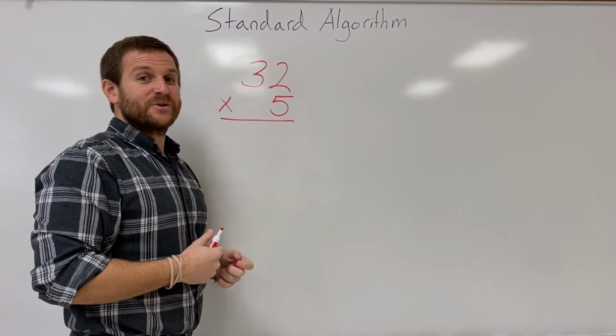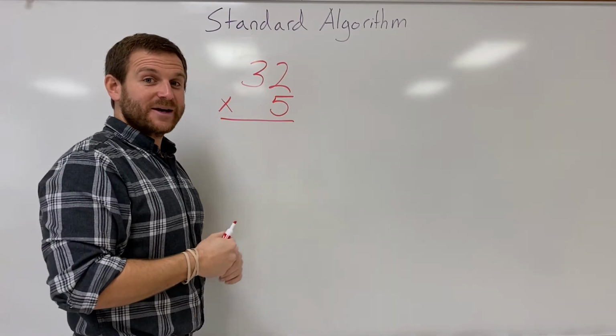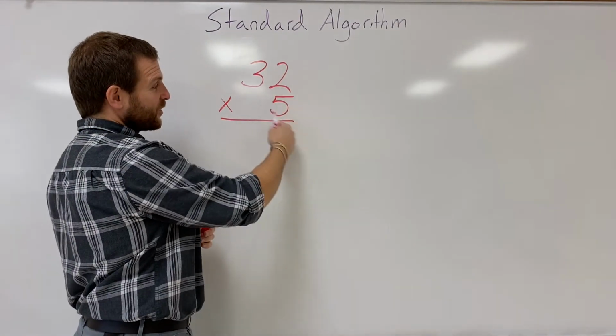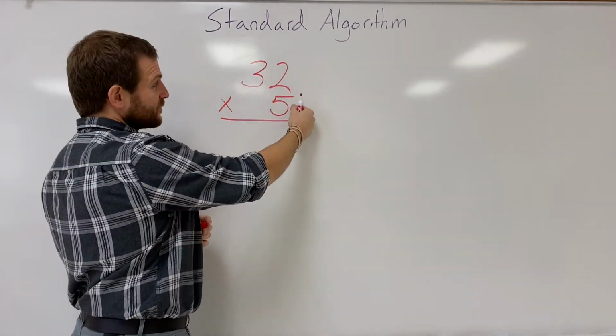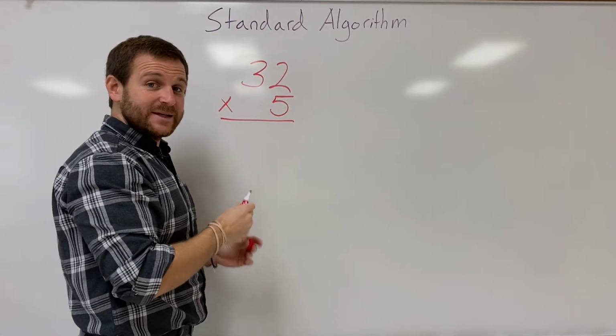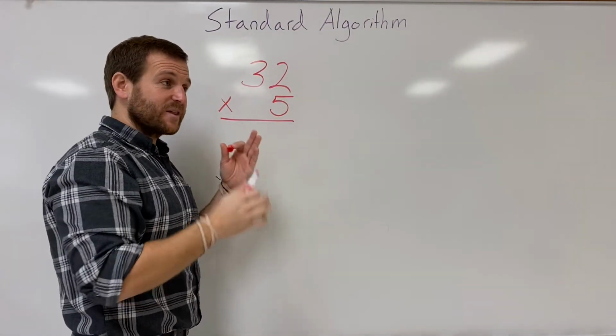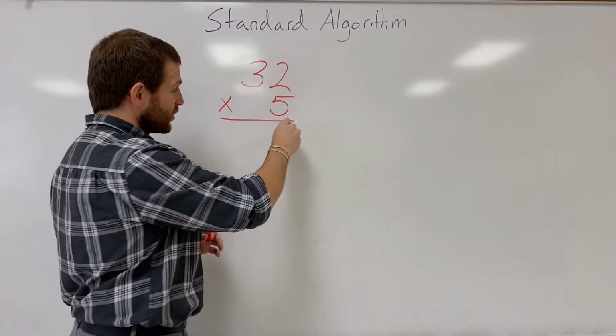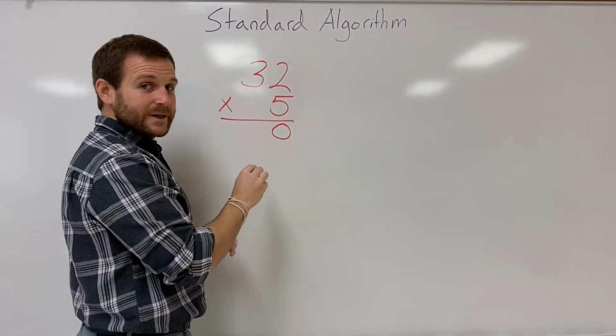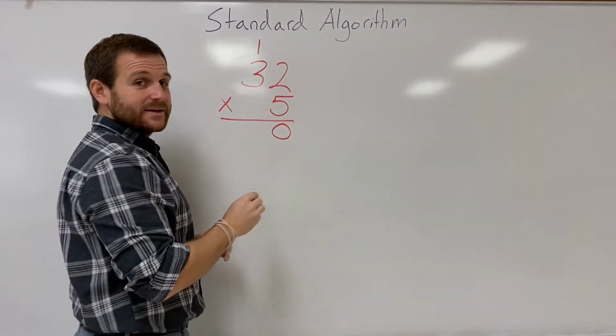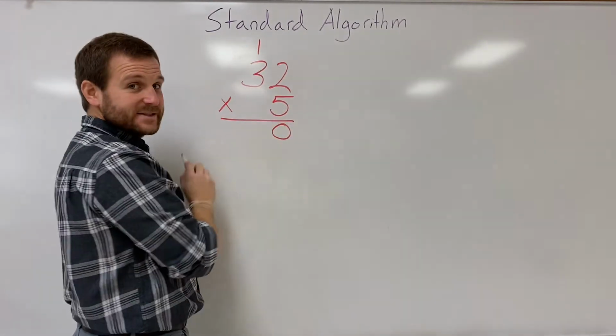Our final example is going to have some zeros in it, and I'm going to show you how to deal with those. We're going to start with our single digit again. So 5 times 2 is going to give me 10. Now nothing changes. We just have to think the number 10 has 0 ones and 1 10. 5 times 2 is 10.